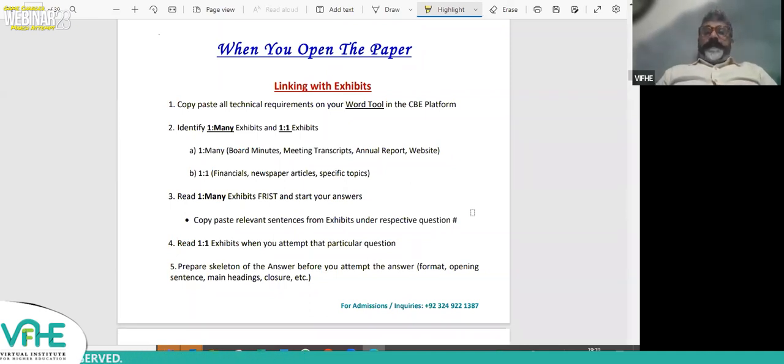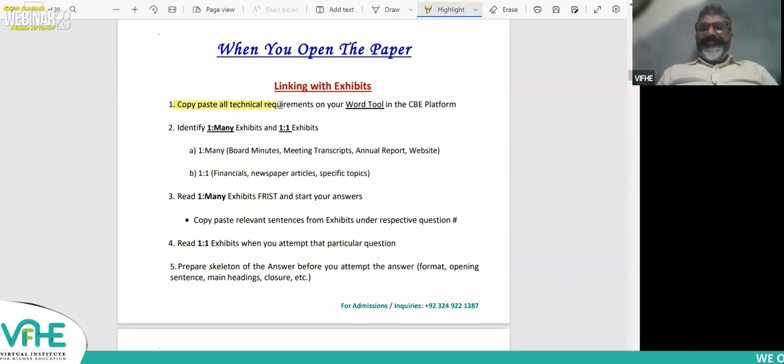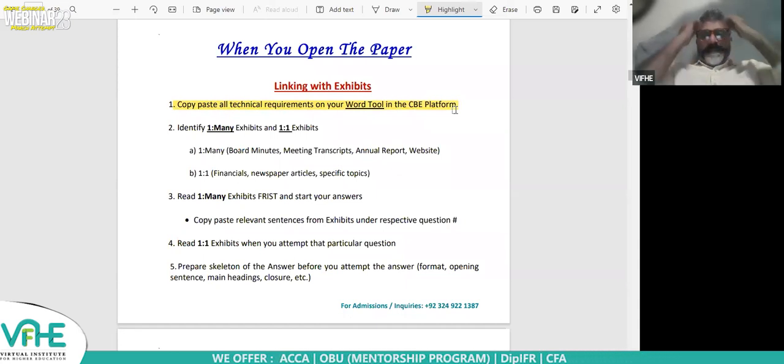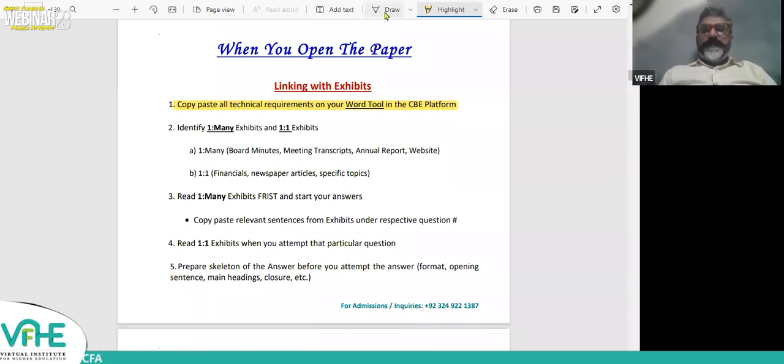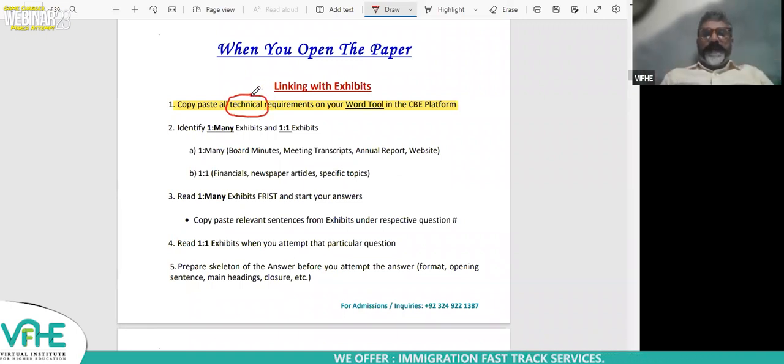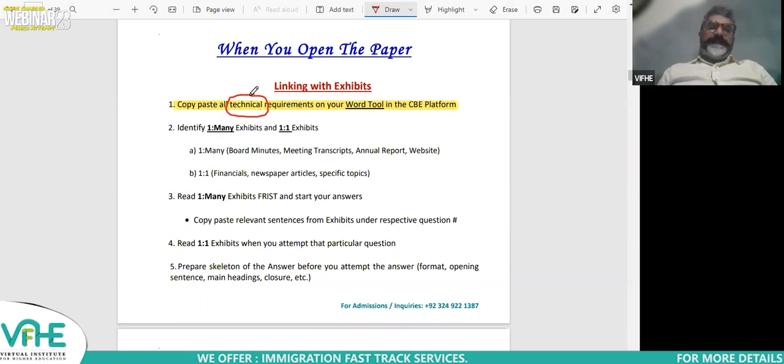First thing first, what to do when you open the paper. When you open the paper, the first thing we will do is copy paste all technical requirements onto the Word tool in the CBE platform. I repeat, the moment we open the paper, the first thing we will do is copy paste all technical requirements onto your Word tool in the CBE platform. You don't have to paste the entire requirements, just the technical requirement, the two-liner bold one. Why do we do that?